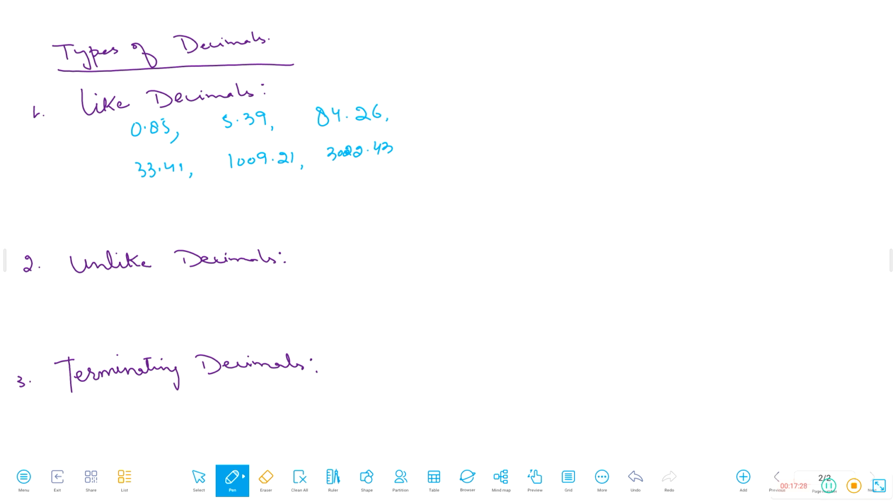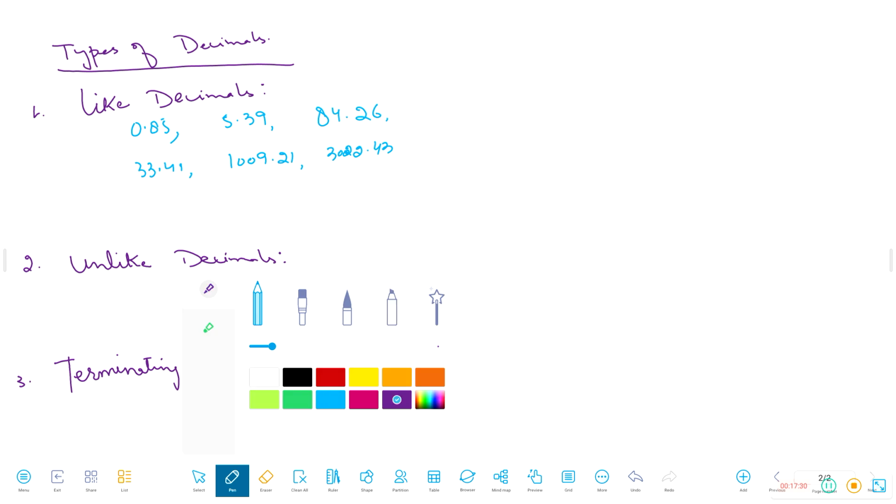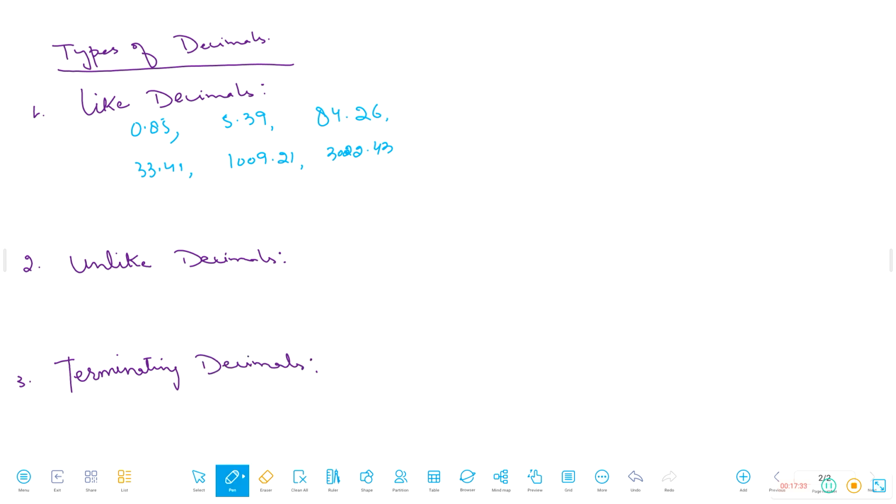Now have a look. Whenever it is like decimal, you have to focus on the fractional part. That is the decimal part of the number, the portion that lies after decimal. Decimal point के बाद जो portion आएगा उस पे focus करना. What is the portion after decimal point? 85. It is 39. It is 26. It is 41. It is 21. It is 43. What is common between these numbers after the decimal point? Whenever it is like decimal, you need not focus on the whole part. Whole part पे focus नहीं करना है. You have to only focus on the decimal part.